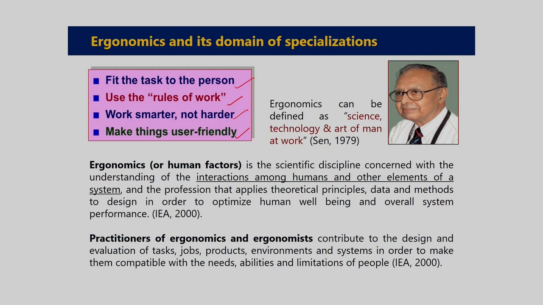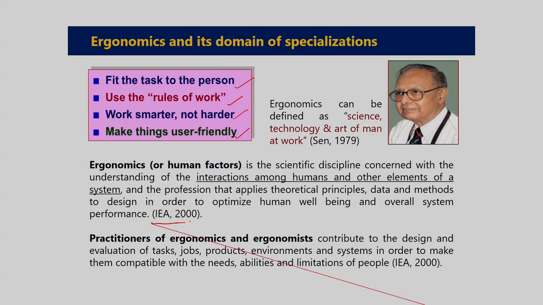The first course related to ergonomics was started in Calcutta University, and that is also by our pioneer ergonomist Professor R. N. Sen. So, according to R. N. Sen, what is the definition of ergonomics? Ergonomics is the science, technology and art of man at work. This is a nice definition, where he is mentioning that ergonomics is not only one science branch or a technology branch or an art, this is the culmination of all these disciplines.